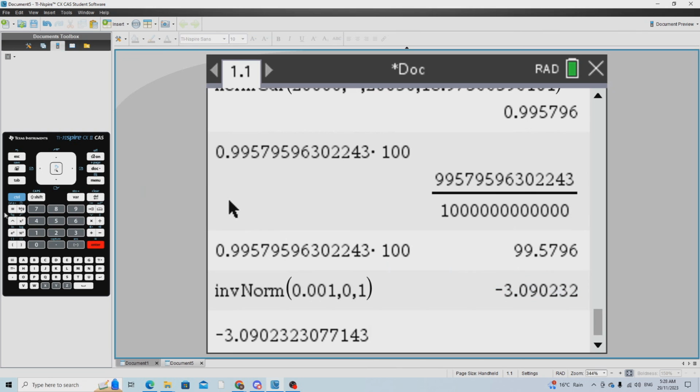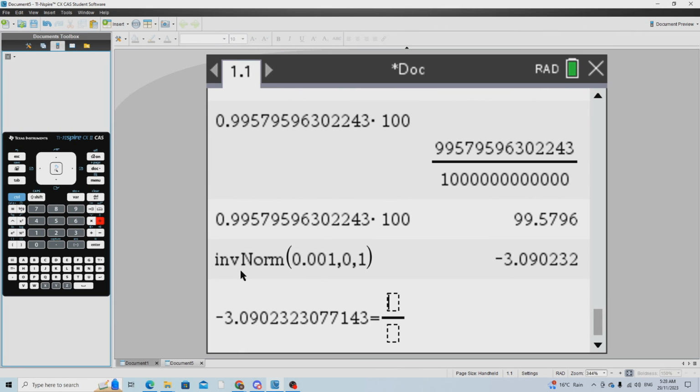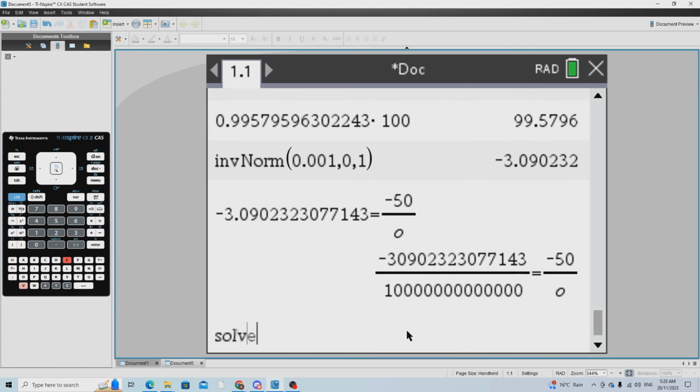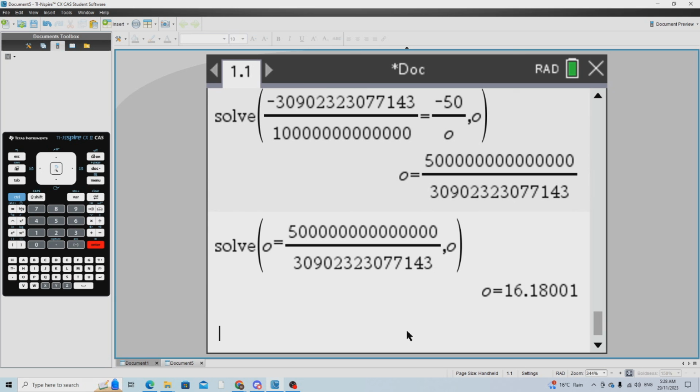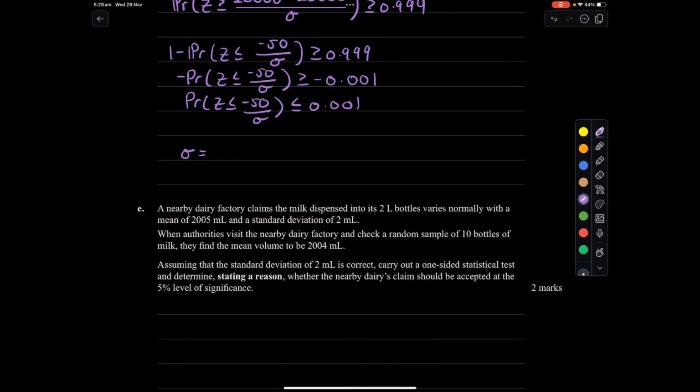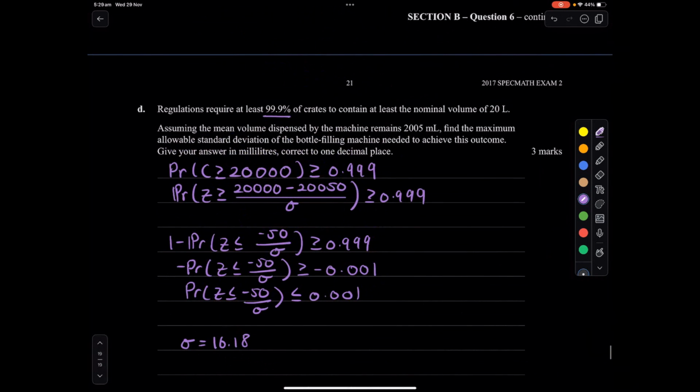And if we equate this to negative 50 over σ, which is our standard deviation, solve, answer, comma σ. Okay, we got σ. We got the standard deviation to be 16.18. But be careful. This is not the standard deviation of the bottle machine. We want the bottle filling machine. This is pretty much the crates.